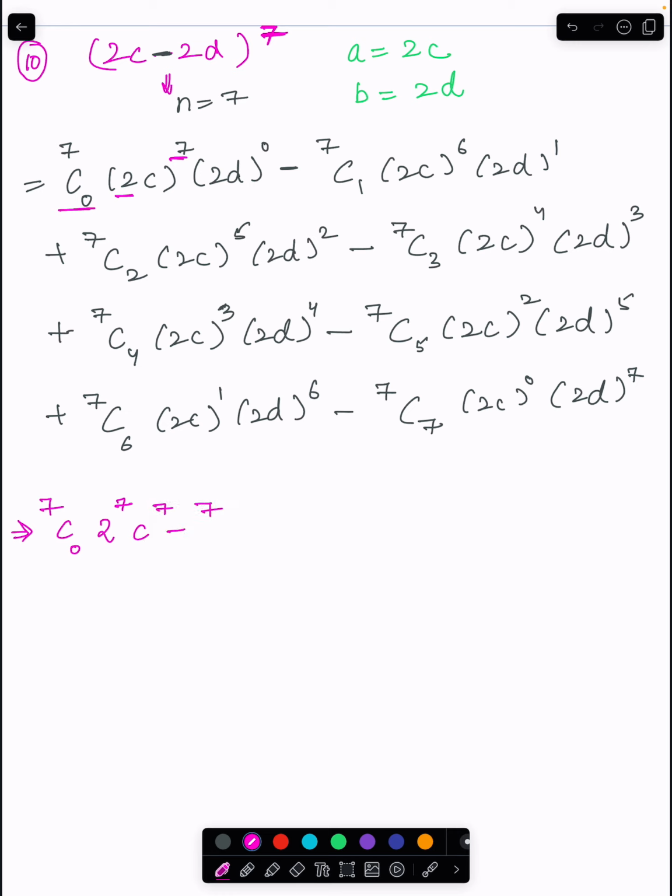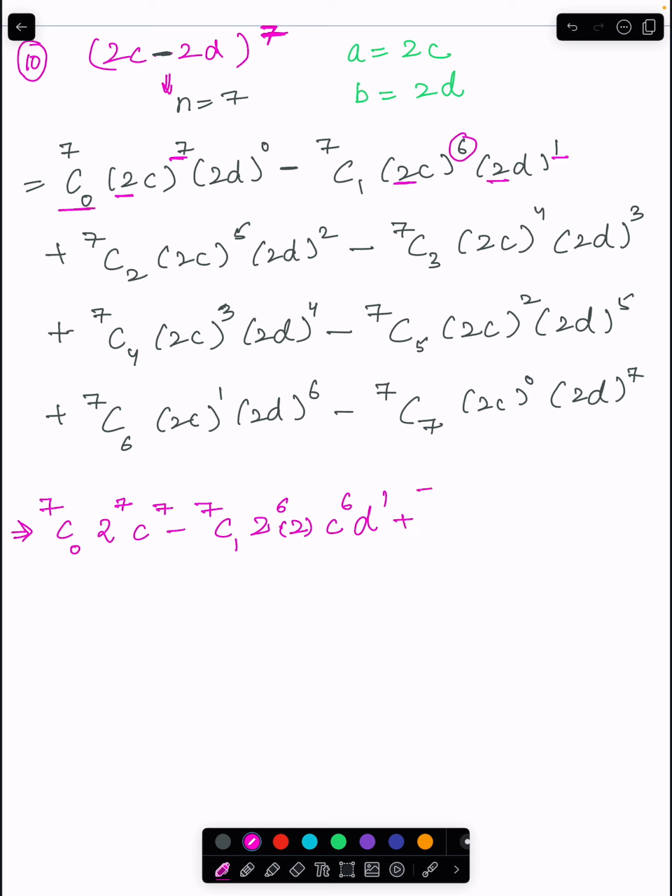Next, minus 7C1, 2 power 6. So I copy 2 power 6, 2 power 1. I copy one more 2 because it's multiplying. You can put brackets. And C power 6, D power 1. The variables, don't forget, there has to be the variable. Look, C, D, C, it's in the question expansion, so it must be there.